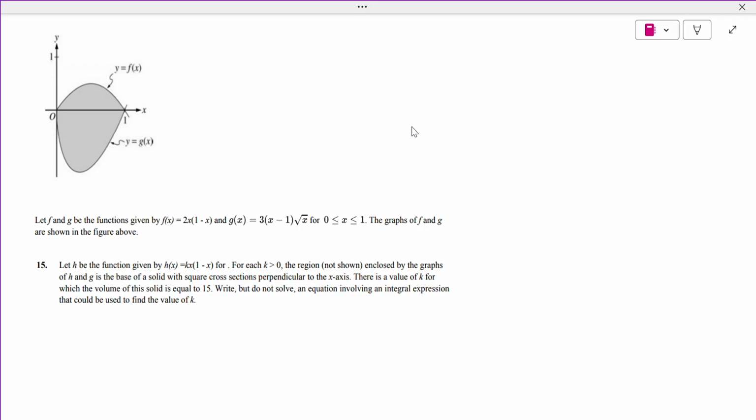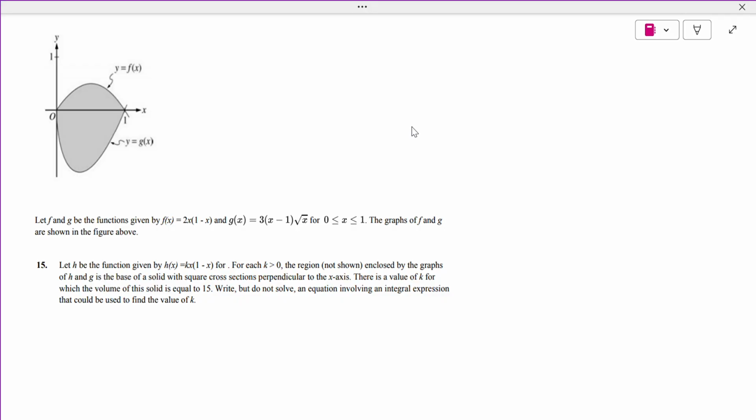We are at question 15. We have this region bounded by f and g. Question 15 says, let h be the function given by h of x equals kx times 1 minus x, for each k bigger than 0.